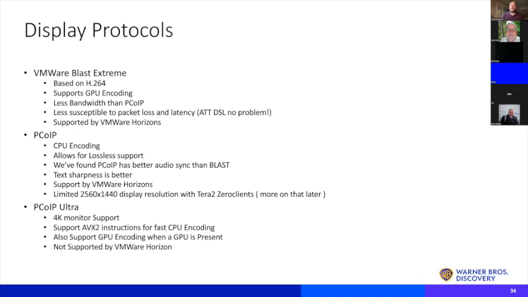For their CPU-based encoding, they use an instruction set right on the CPU, AVX2, for much faster encoding. They also can do GPU encoding if a GPU is present now, and GPU decoding on the end user's machine. Again, not currently supported by Horizon, but there's other virtualization and connection brokering software you might have heard of, Leostream, that support PCoIP Ultra.